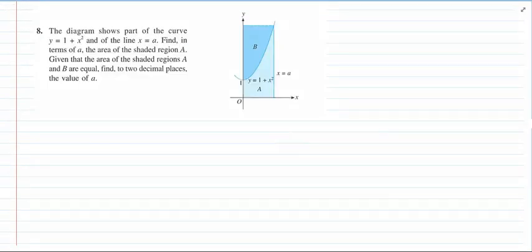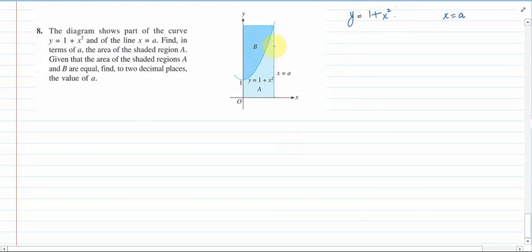Class, it's question number 8. It says that the diagram shows part of the curve y equals 1 plus x square, and of the line x equals a, as you can see on the diagram as well. Find in terms of a the area of the shaded region A. So for the first part, we need to find the area of the shaded region A in terms of a, that is very much similar to all the questions we have attempted previously.